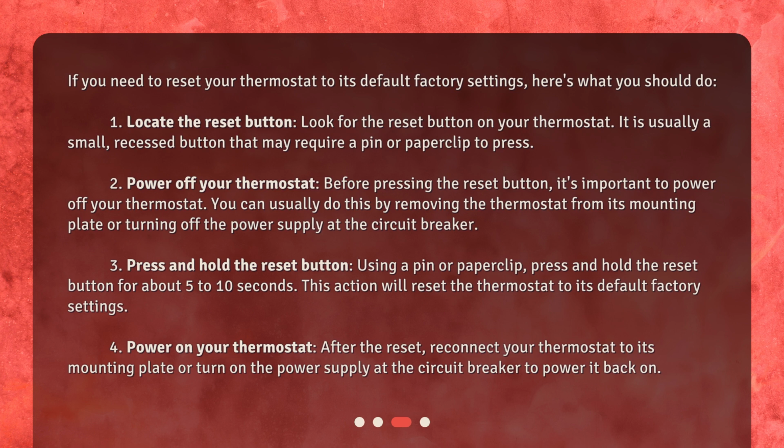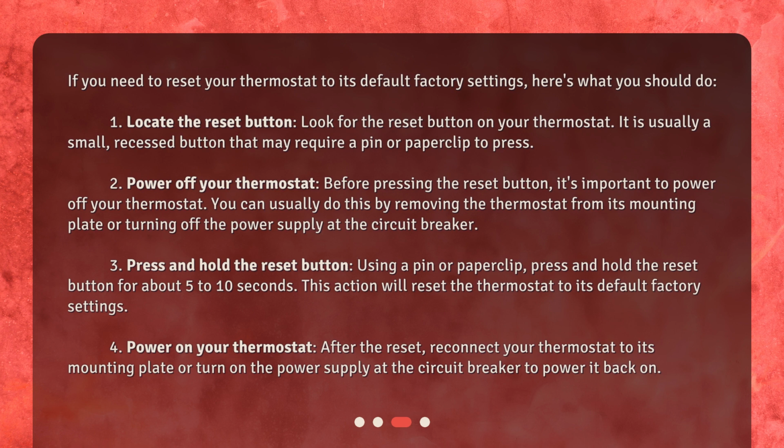2. Power off your thermostat. Before pressing the reset button, it's important to power off your thermostat. You can usually do this by removing the thermostat from its mounting plate or turning off the power supply at the circuit breaker. 3. Press and hold the reset button.